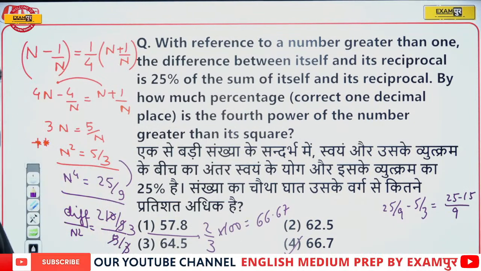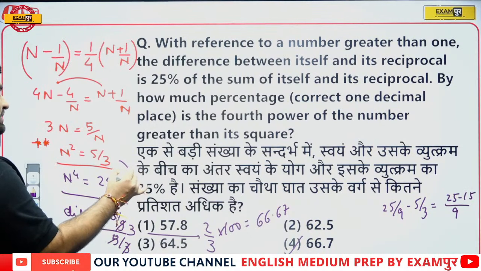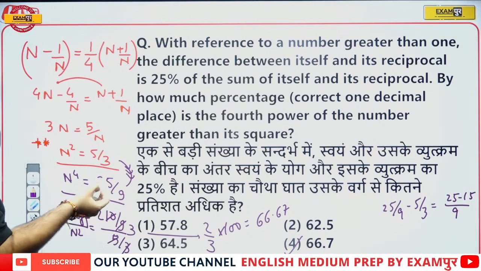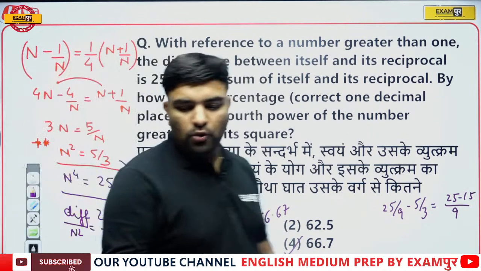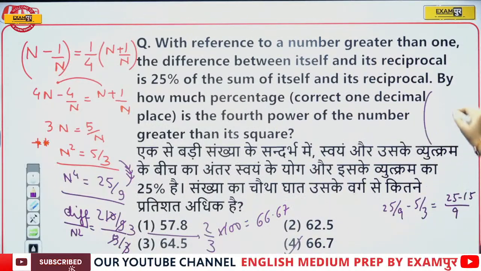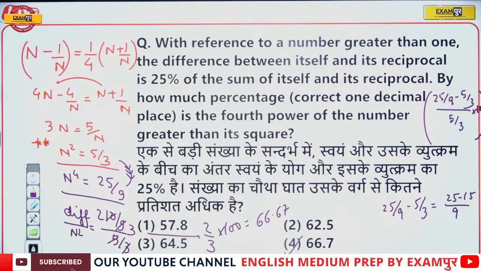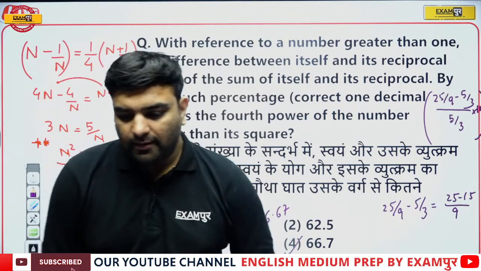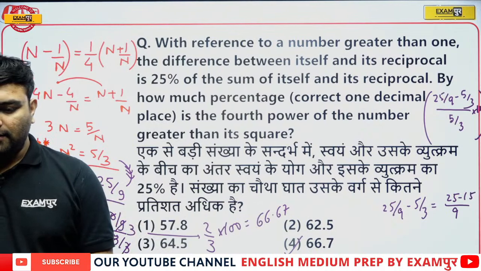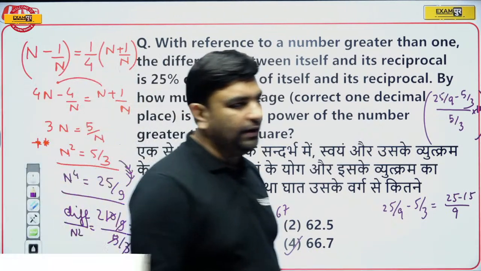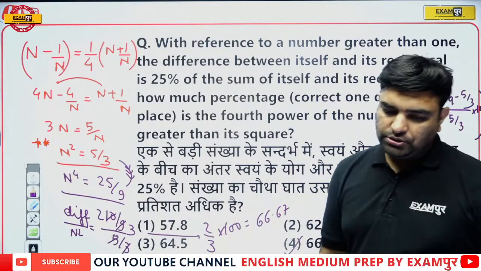n to the power 4 is how much greater than n square? How much percentage? So you will say, sir, 25 by 9 minus 5 by 3, divided by 5 by 3, into 100. That is what I have done. Clear, guys? Quality question. Very high quality question.